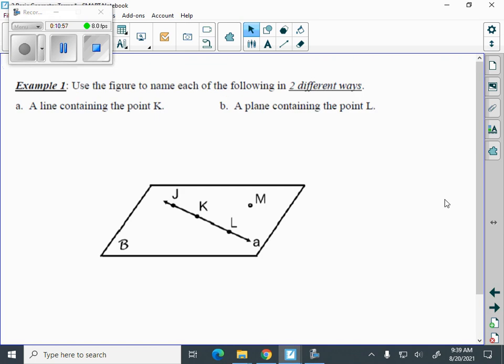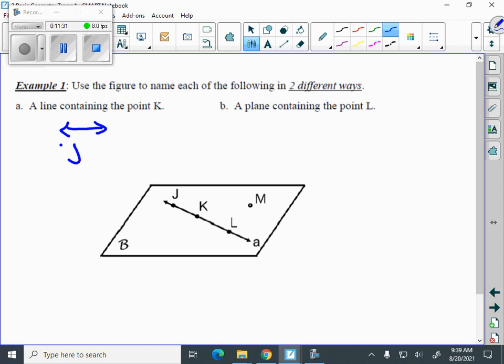So here's our first example. Using the figure to name each of the following in two different ways. A line containing the point K. So a line containing the point K, remember that we're going to have a symbol like this on top of it with two arrows on it, and you name a line with 2 points. So it's not limited to one answer.